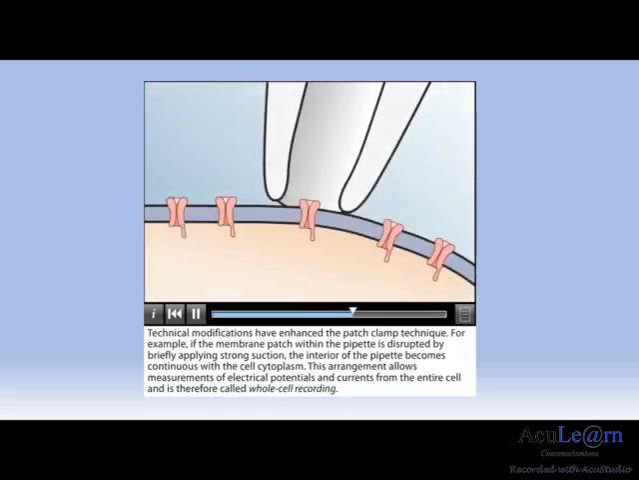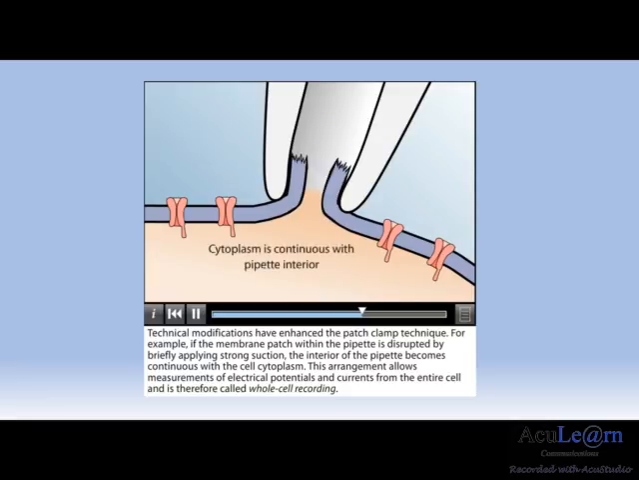Technical modifications have enhanced the patch clamp technique. For example, if the membrane patch within the pipette is disrupted by briefly applying strong suction, the interior of the pipette becomes continuous with the cell cytoplasm. This arrangement allows measurements of electrical potentials and currents from the entire cell and is therefore called whole cell recording.